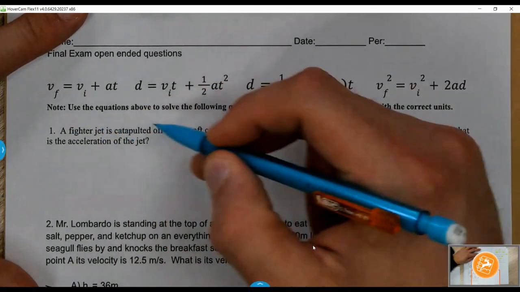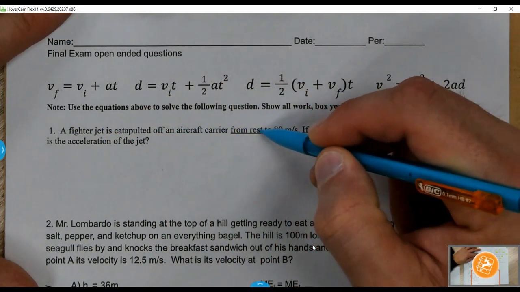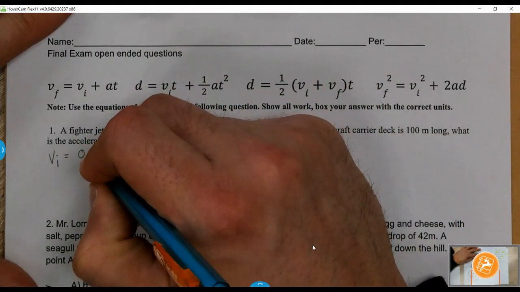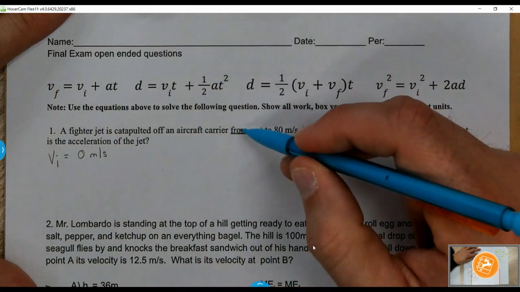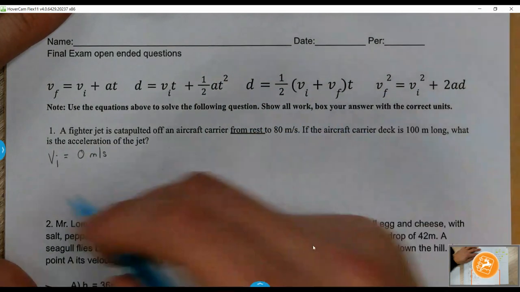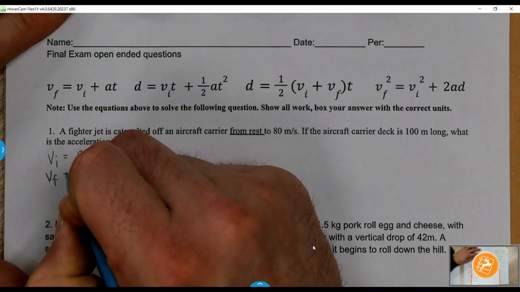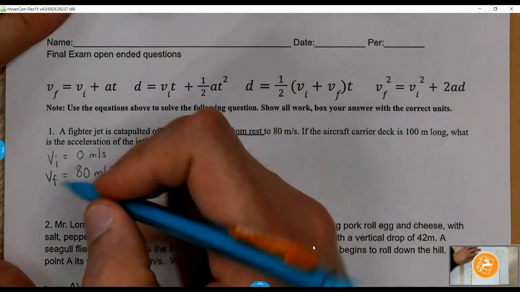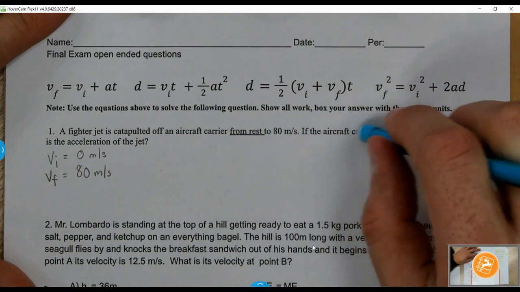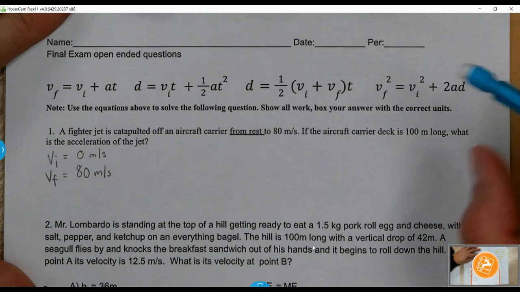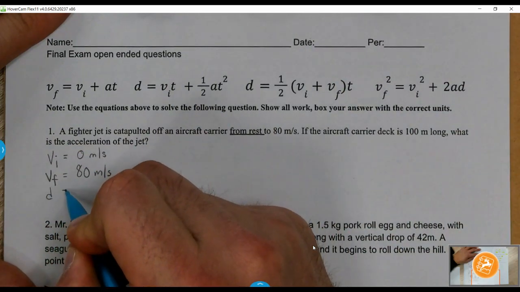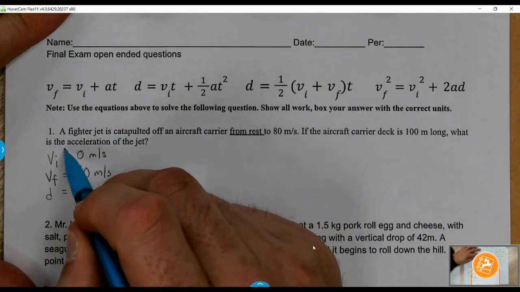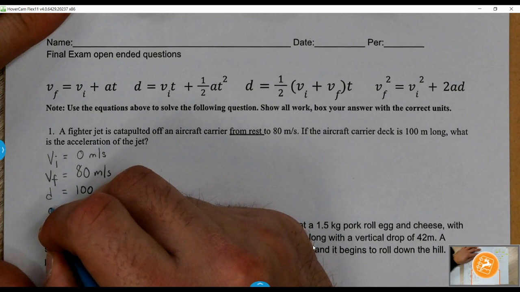pieces of information. A fighter jet is catapulted off an aircraft carrier from rest. That is your initial velocity. VI is 0. Up to 80 meters per second. That's your final speed, VF, your final velocity. The runway that this is going off of, the deck, is 100 meters long. That is D. And they want to know what is the acceleration. So they want A.